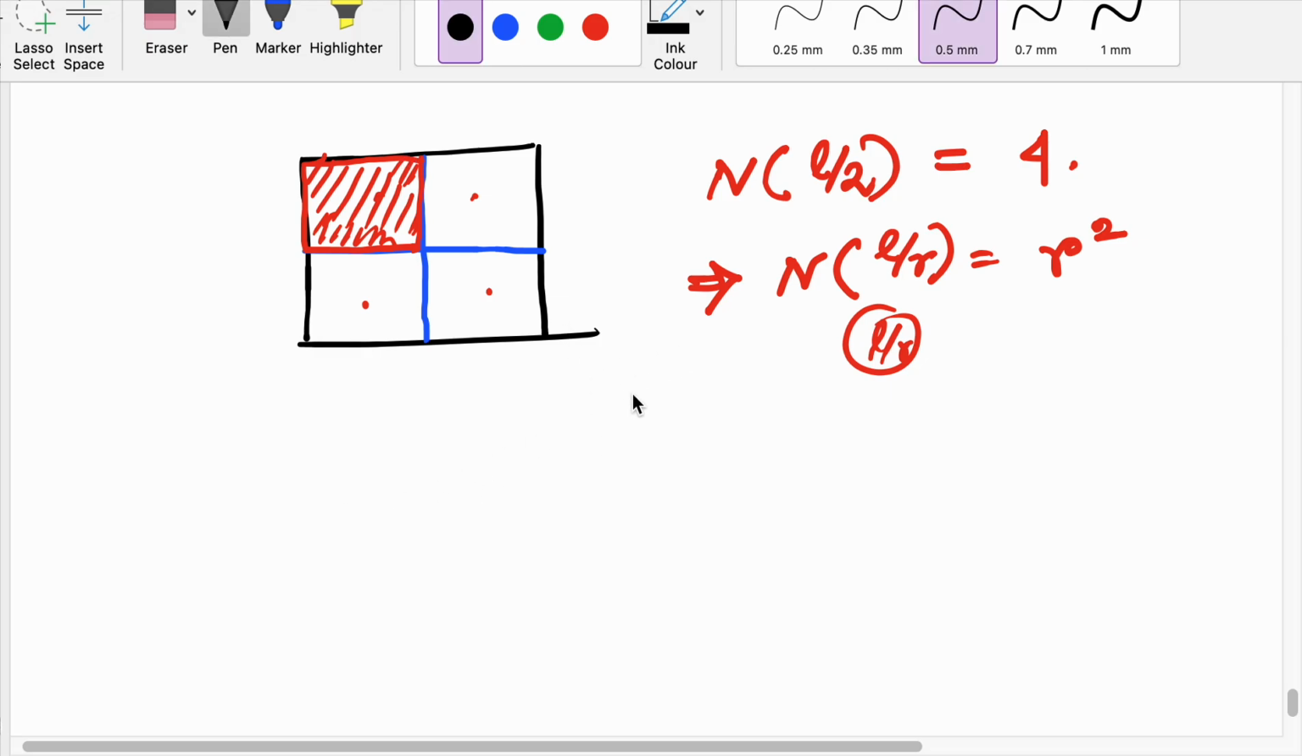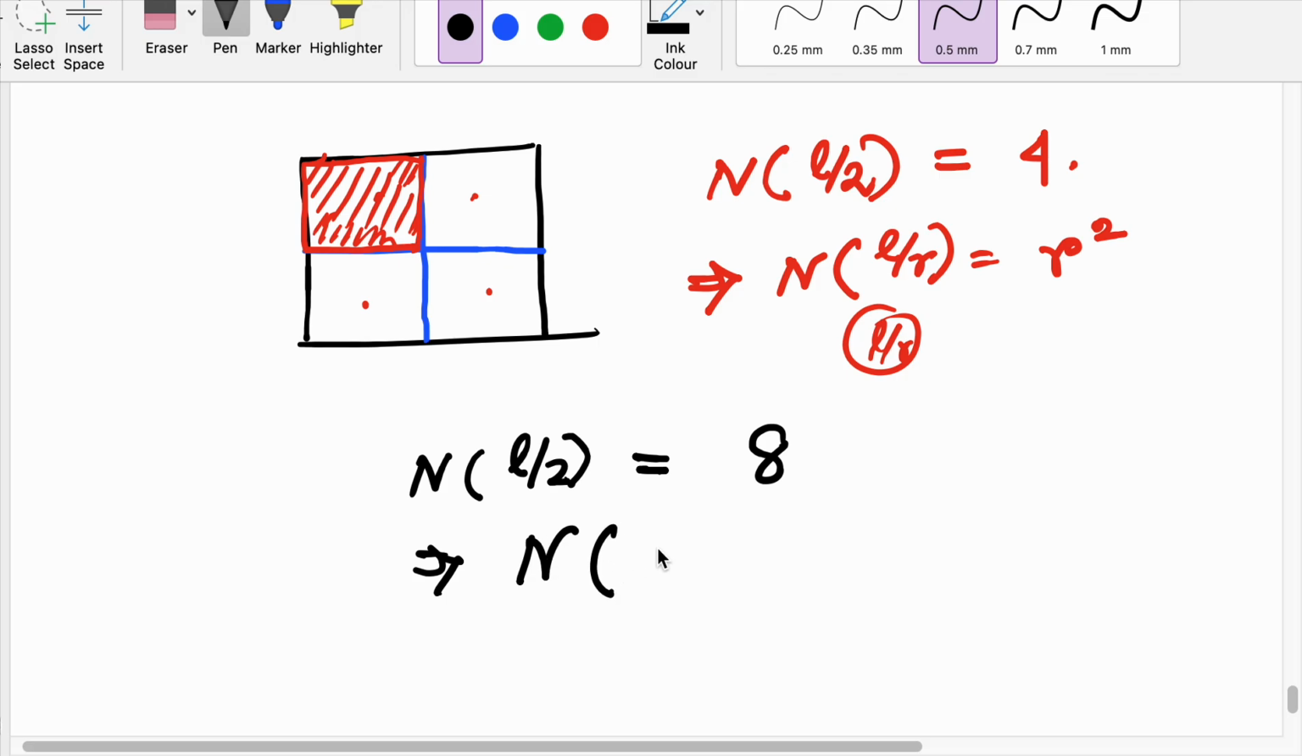Now this is a cube, this is a square, so this is a cube. Drawing a cube is very hard, so I am skipping that part. You will find 8. Actually, for general cases you will find n by r is r cubed.